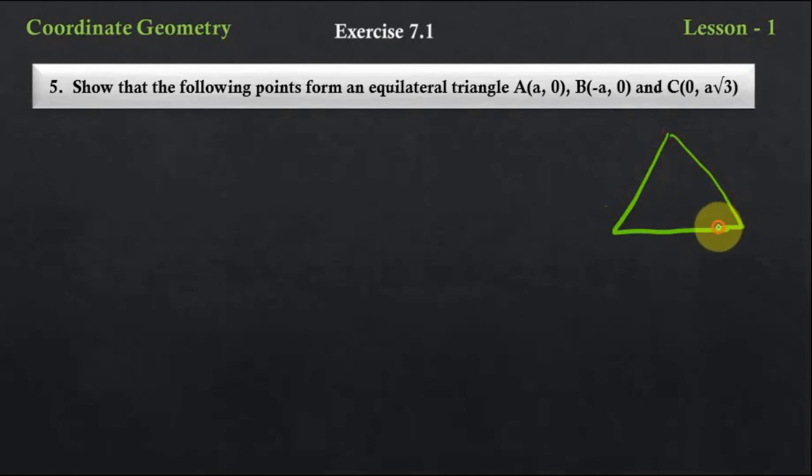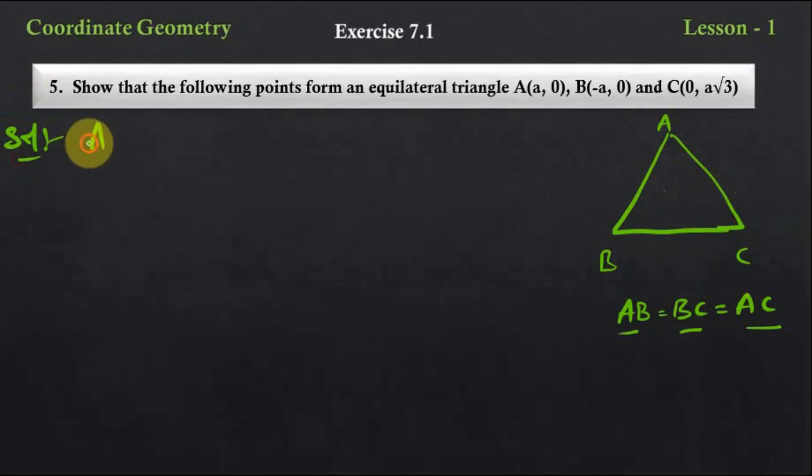equilateral triangle means, we know, suppose A, B, C are the three vertices. We know that in an equilateral triangle all the sides will be the same, meaning AB will be equal to BC, that will be equal to AC. The lengths will be equal in an equilateral triangle. So that is what we need to prove here. We should find the distance of AB, then BC, then AC. If the three distances are equal, then we can say that the given triangle is an equilateral triangle. Okay, so we'll start the solution here.